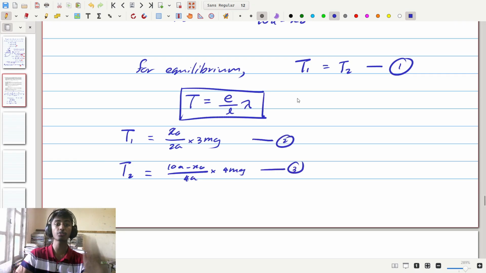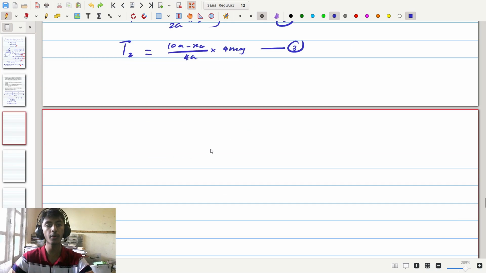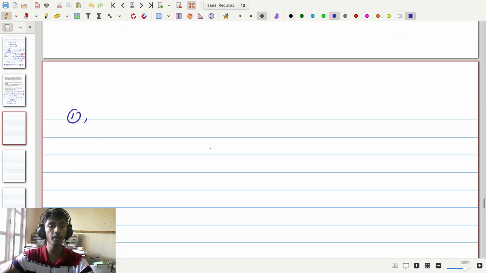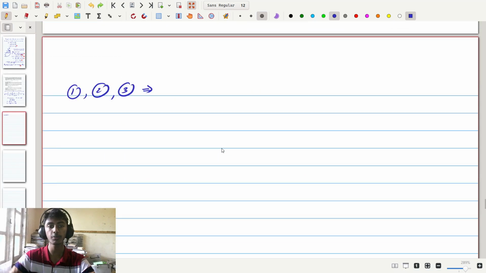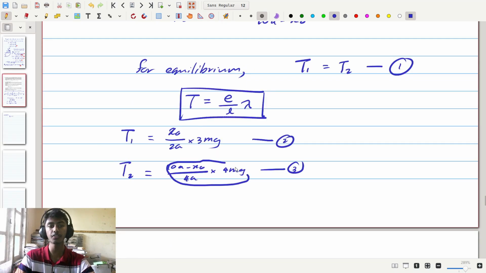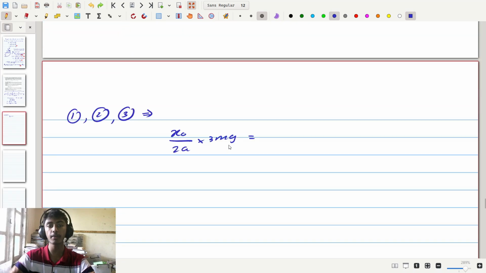So now what we're going to do is substitute 2 and 3 into 1, and basically make the left hand side this thing and the right hand side this thing. So doing so, using 1, 2 and 3, we get on the left hand side x0 divided by 2a times 3mg, equal to, on the right side, 10a minus x0 divided by 4a times 4mg.